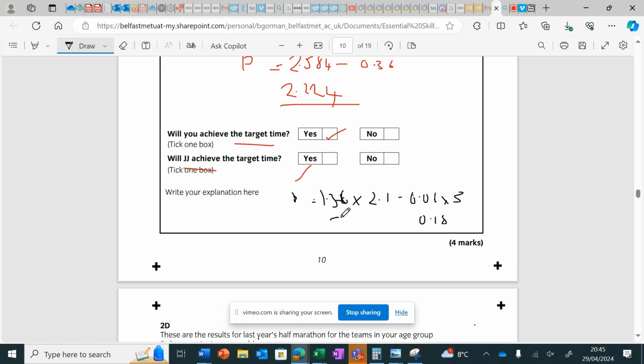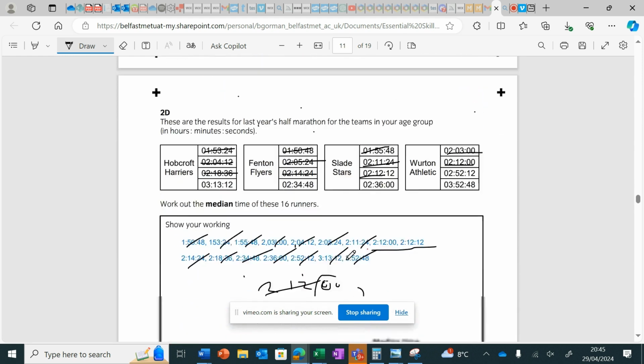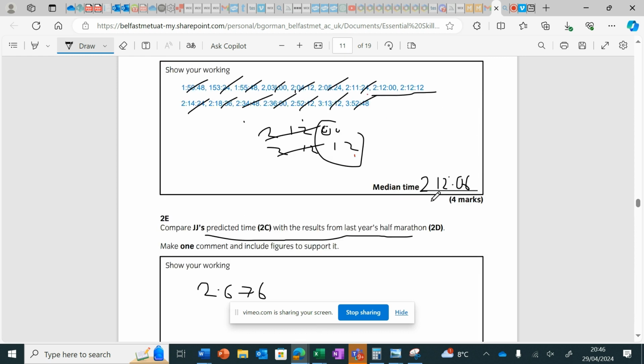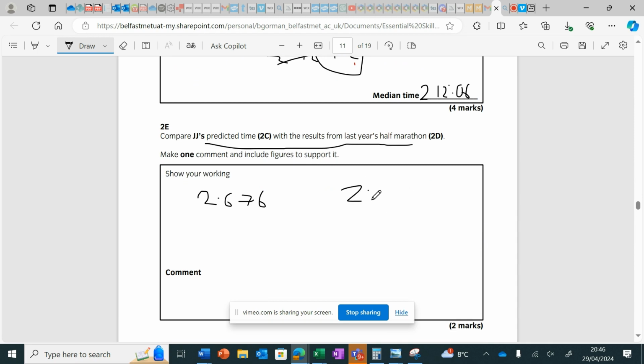is 2.856. Let me take one away from the other. And we get 2.676. So compare the results from last year. So his predicted time was 2.676. The results from last year's marathon was 2:12:06. That was the average for the people who ran it.